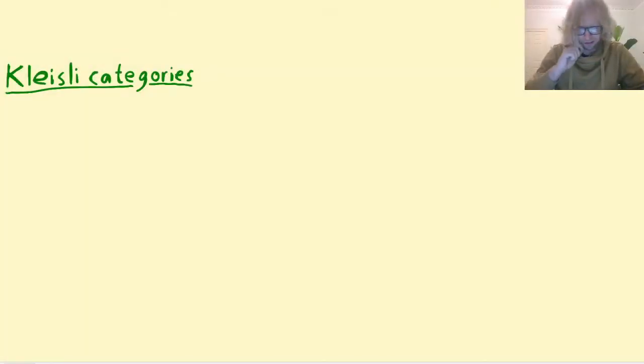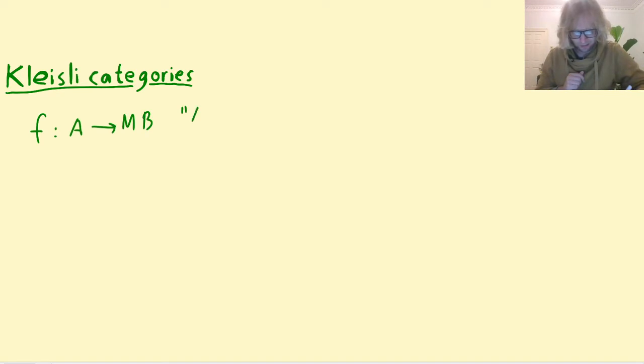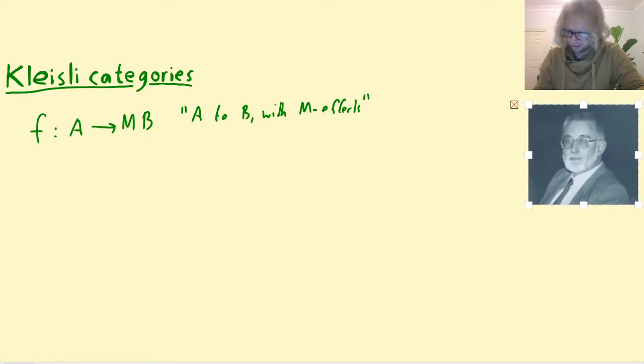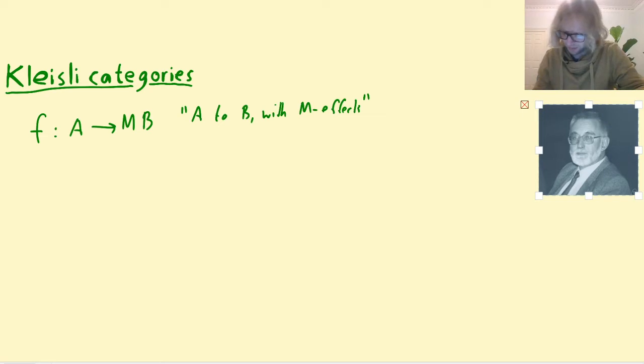So the perspective we want is that of making a category of effectful functions or morphisms. So we want to think of a morphism f from A to m of B as something from A to B with m effects, right? So m is a monad and it's describing the effects of this morphism. This is usually called a Kleisli category after Heinrich Kleisli, the Swiss mathematician.